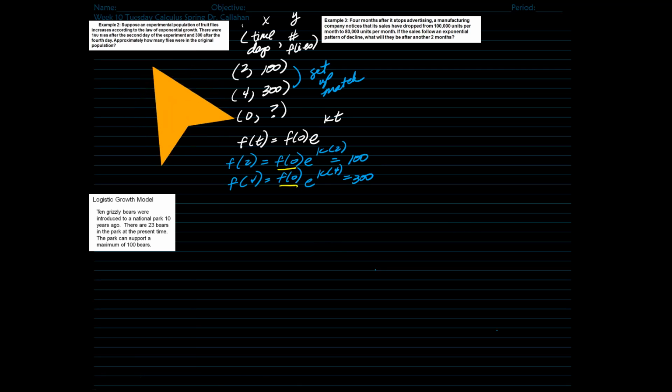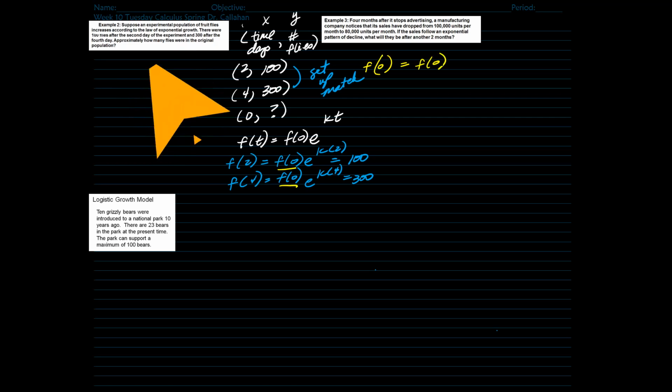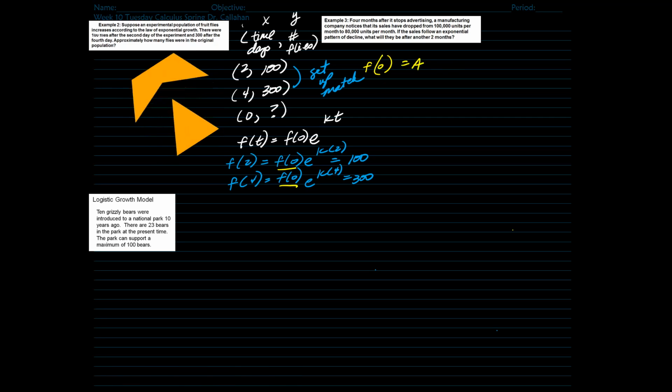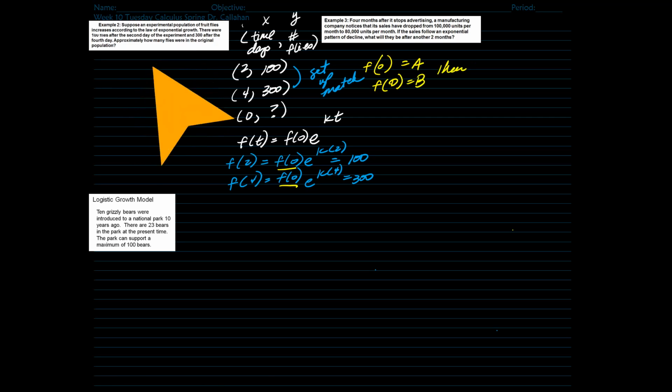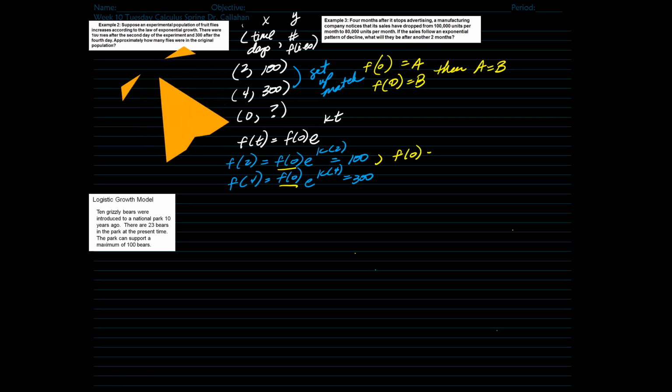Now, as I'm looking at these 2 equations, what do they both share? I see that they both share f of 0. So if I get f of 0 for both of them, then I can set it equal to f of 0. Essentially, if I can get f of 0 equals a, and f of 0 equals b, then I can say a equals b, right? So then if I solve for f of 0 here, I will have to divide by e to the 2k on both sides.